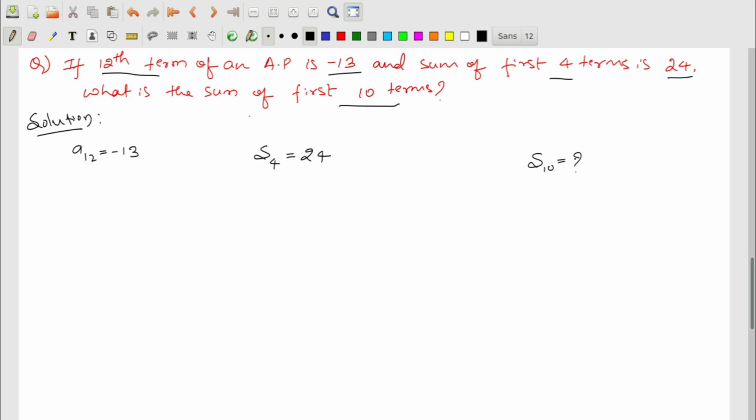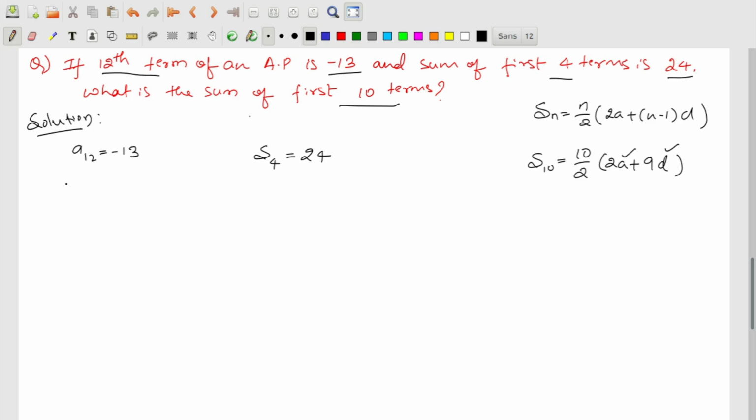Again just write the formula for S10. We know Sn is equal to n by 2, 2a plus n minus 1 into d, and here S10 will become 10 by 2, 2a plus 10 minus 1, that is 9d. Okay, so here again this a and d are missing, so you need to find the a and d using these two given data, right?